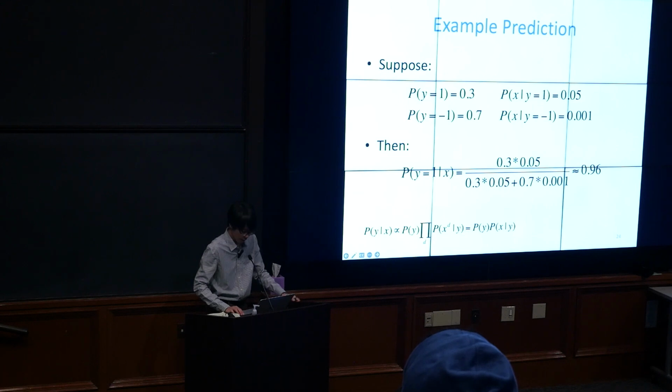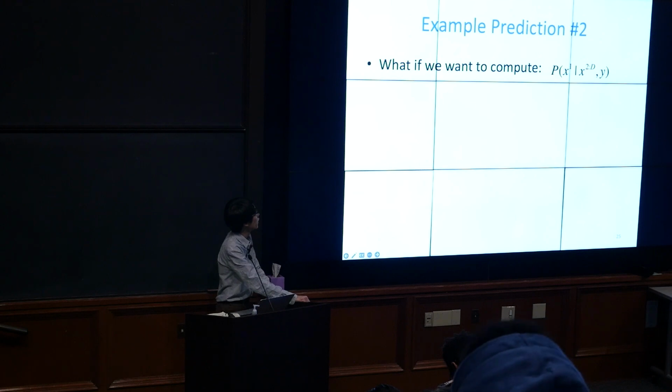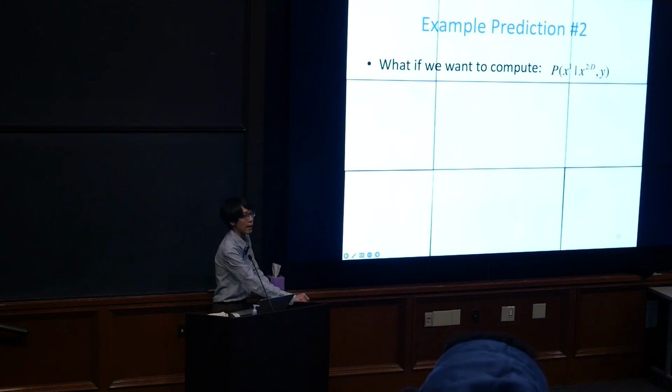So that's our traditional prediction task. Let's do something interesting. A second example is what if we want to compute the probability of x1 conditioned on the rest of the values of x and y?